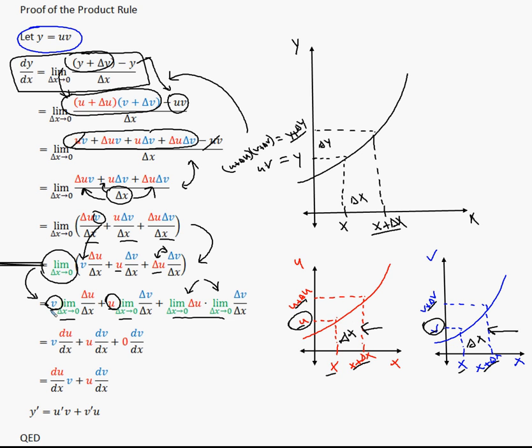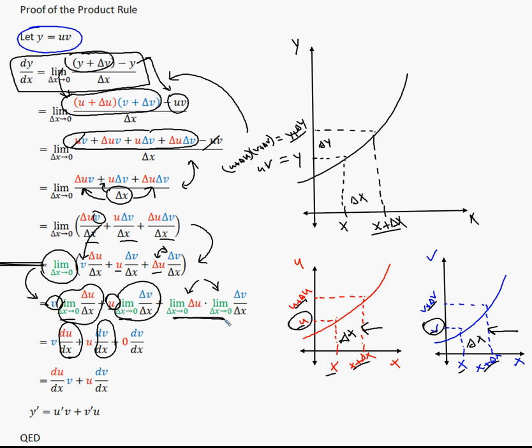What that does for us then is now we have the limit as delta x approaches 0 of delta u over delta x, which of course is equal to du dx, or in other words, the derivative of u with respect to x. And in the same way, we have the limit as delta x approaches 0 of delta v over delta x, which is of course dv dx, or the derivative of v with respect to x.